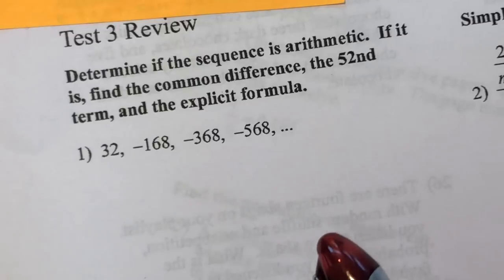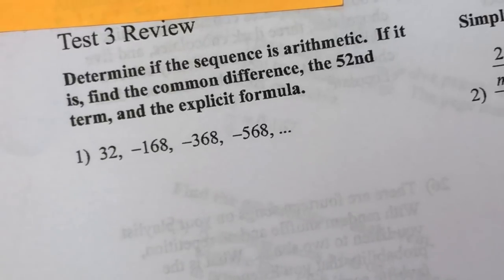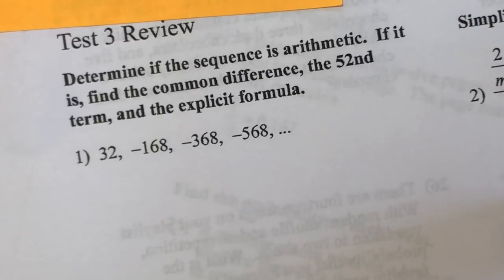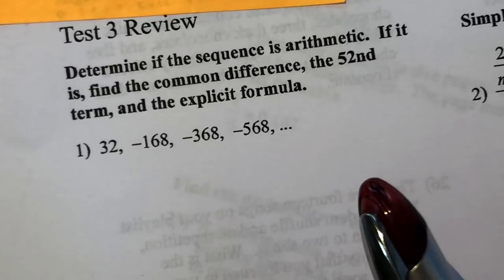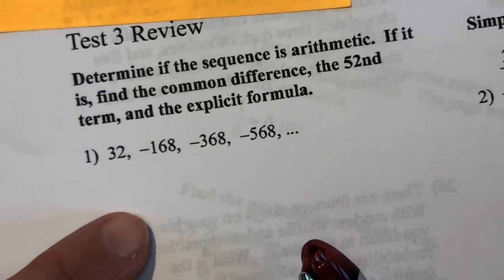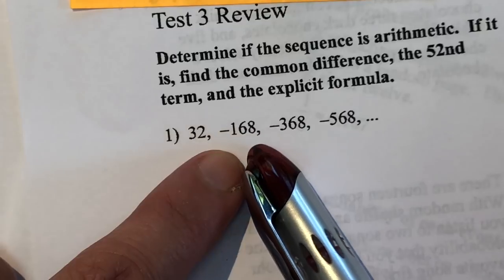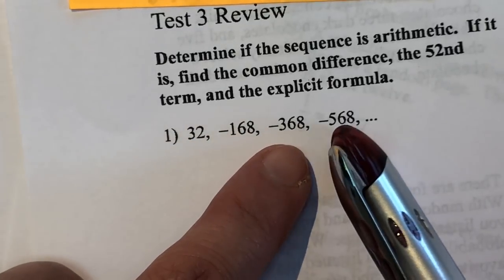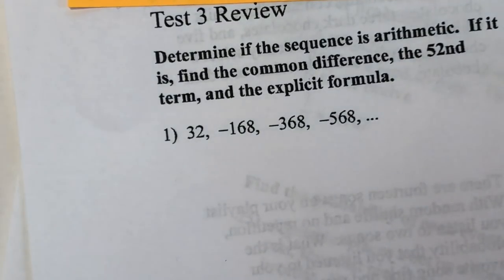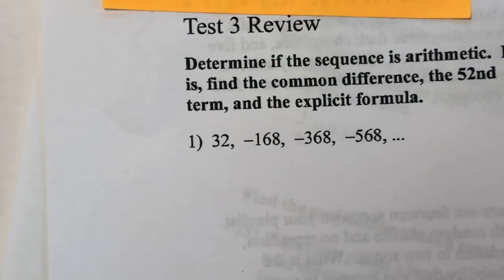An arithmetic sequence in Chinese is deng cha shu lie, deng is the same, cha is difference. So the difference is the same. What we are going to see is if the difference between the first and second is consistent with the second to third, third to fourth, the neighboring distance. If it stays the same, then it is an arithmetic sequence.